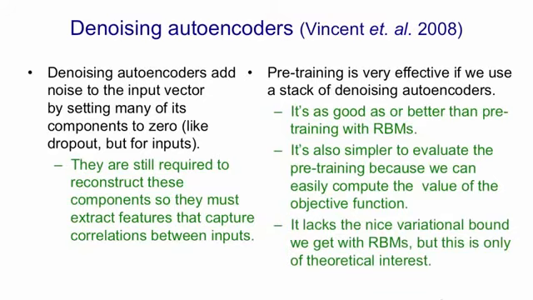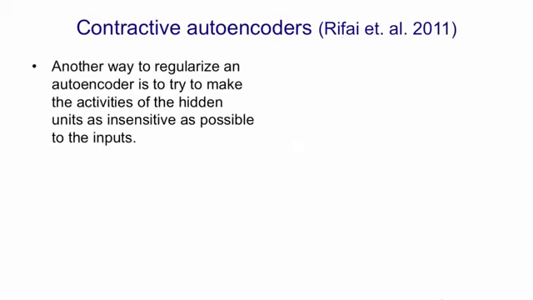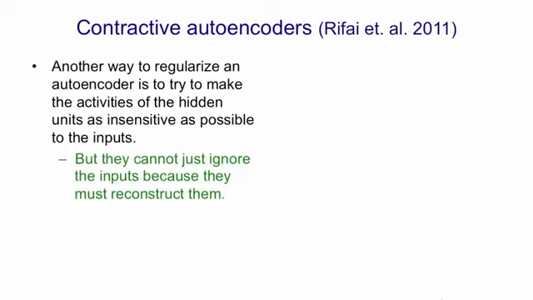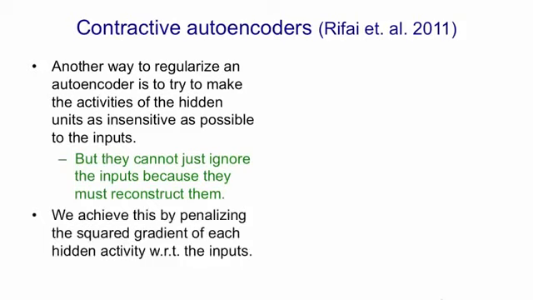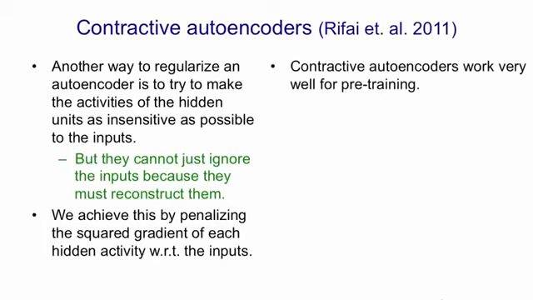Yet another kind of autoencoder is the contractive autoencoder that was also developed by the group at Montreal. The way this works is that we try to make the hidden activities be as insensitive as possible to the inputs. Of course, the hidden units can't just ignore the inputs altogether because they have to be able to reconstruct them. The way we achieve this insensitivity is by penalizing the squared gradient of each hidden unit with respect to each input. So we try to make each hidden unit so that it won't change much if we change an input value. Contractive autoencoders also work very well for pre-training.